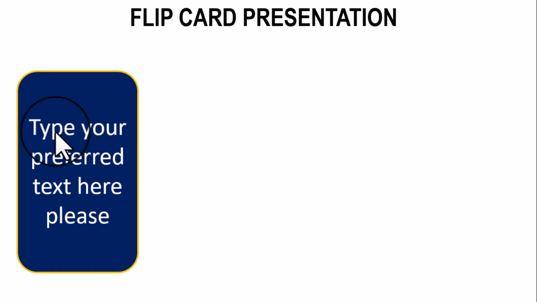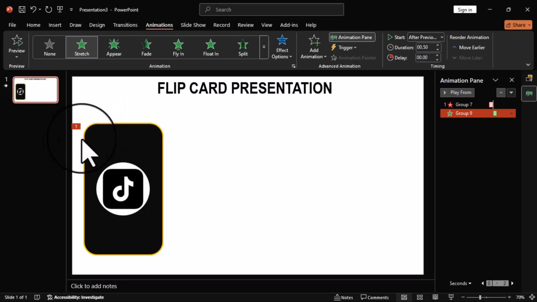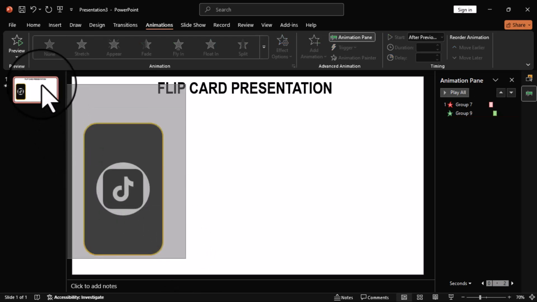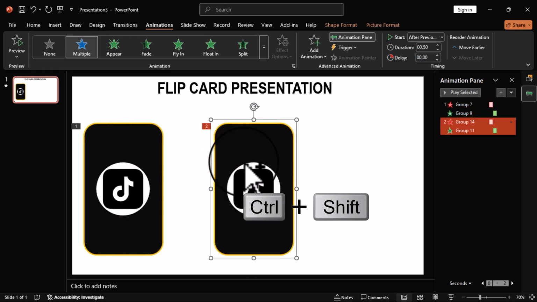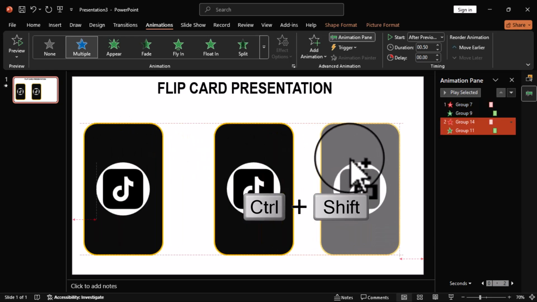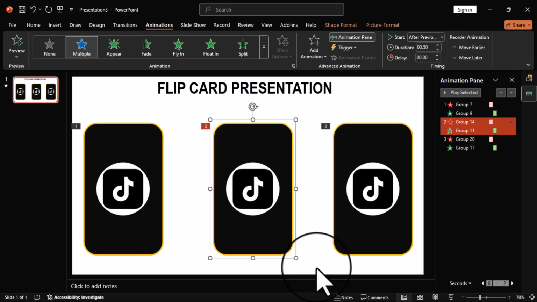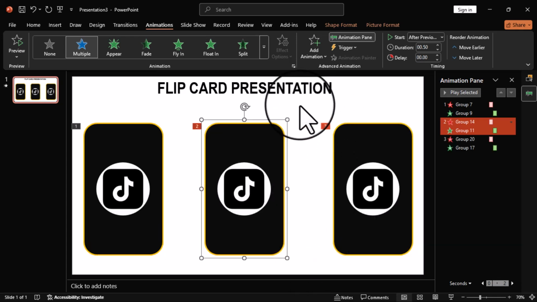This is the flip card presentation we are creating in this current video. Now let's make a duplicate of this shape. So you can click and drag over all these shapes. Use Ctrl Shift drag and drag. You can arrange this based on your preference.